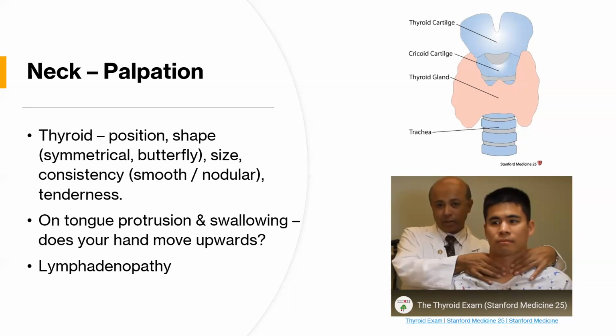Finally, to examine the neck, you need to check for all the nodes. Starting with your submental, submandibular, your preauricular, then postauricular behind the ear, your anterior cervical chain, just down there, and your supraclavicular lymph nodes. Make sure you check all of that while standing behind the patient. Does anybody have any questions about that?